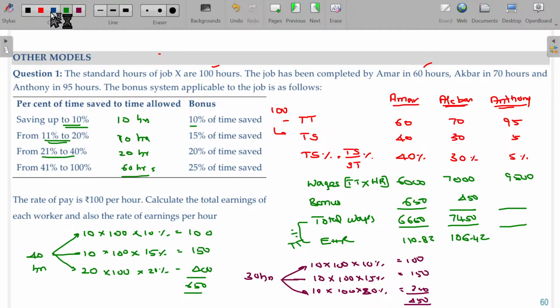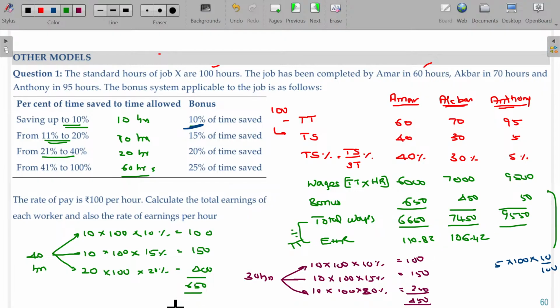And in case of Anthony, he falls only in the 5% case. So 5 hours only he saved into 500. On that, his incentive scheme is only 10% because he falls in the first case itself. Up to 10 hours saved, only this will be offered. Now this value being 50. So 9,550 is the total wages.